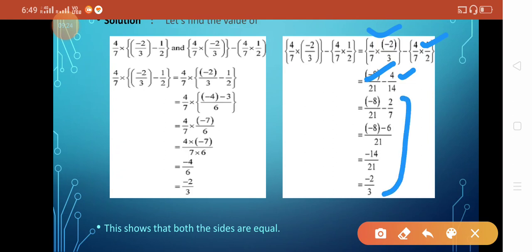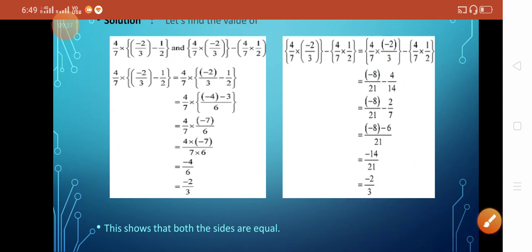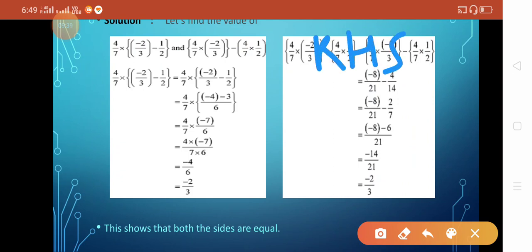After taking the LCM, we will get the answer minus 2 by 3. So this is our right hand side, and that is our left hand side. So we have to prove LHS is equal to RHS. Here we have found the RHS value. Now we find the LHS value.